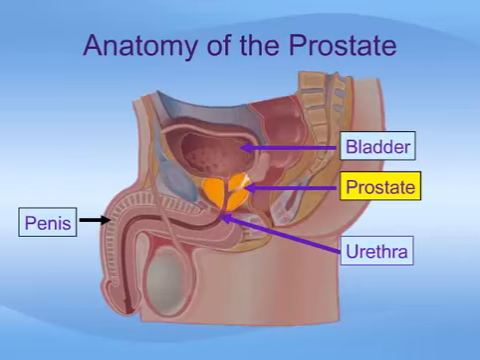The prostate is a chestnut-sized gland situated at the bottom of the urinary bladder, the place where urine is stored. It surrounds a portion of the urethra, the tube that carries urine from the bladder out through the penis. The prostate gland secretes a thin, milky fluid that nourishes and helps activate sperm cells.